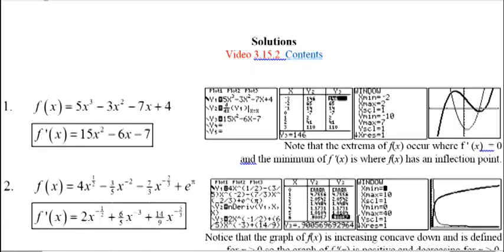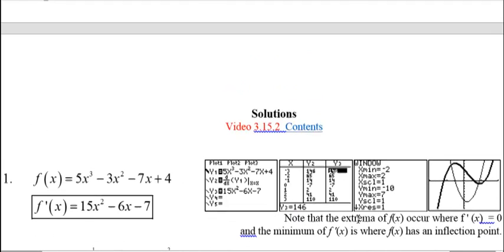Alright, on the first example here, we have f of x equals 5x cubed minus 3x squared minus 7x plus 4. Well, this kind is pretty easy to take the derivative of. First of all, it's a sum, so you take the derivative of each term. Within that, we use a combination of the constant multiple rule and the power rule, but you could do it all in your head pretty easily.